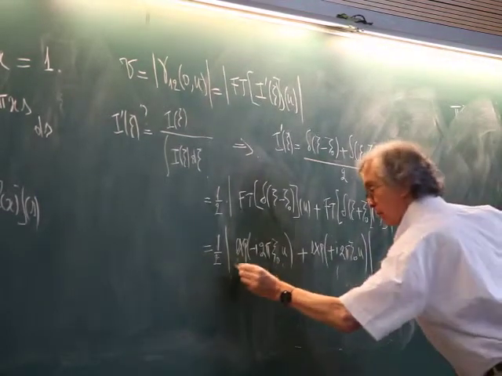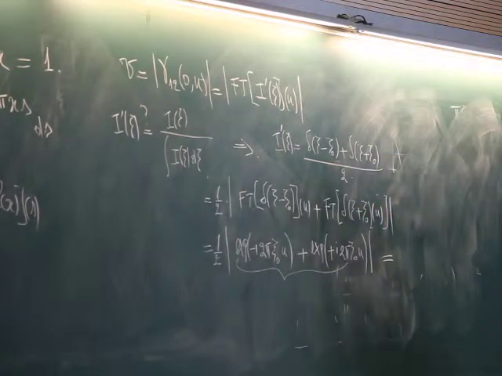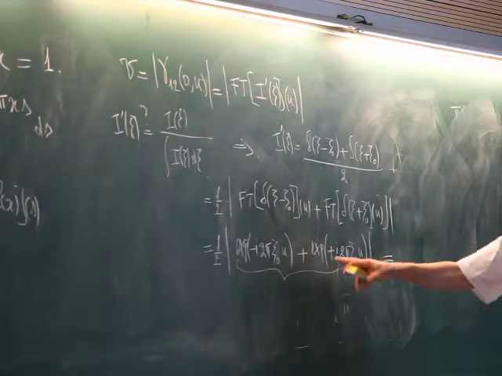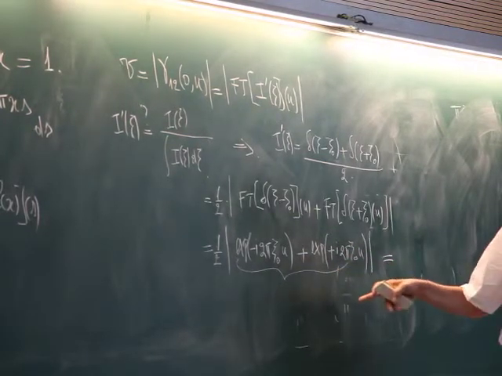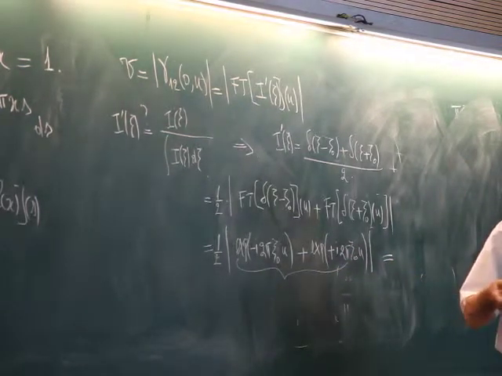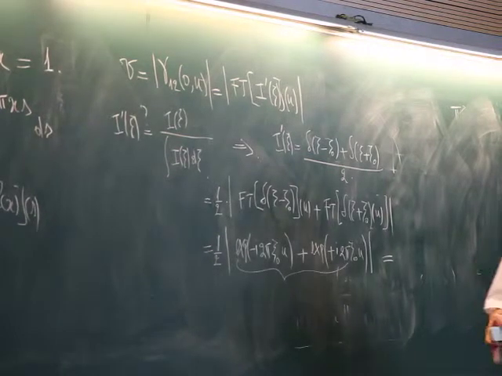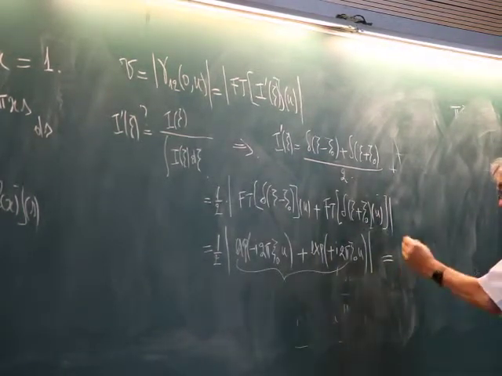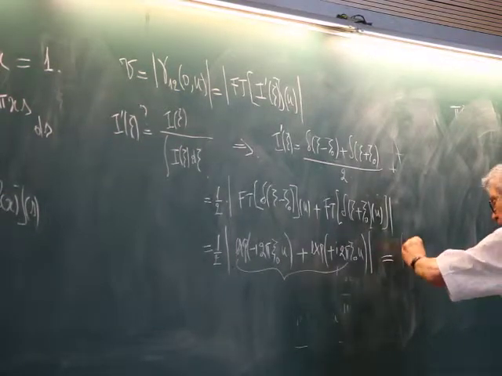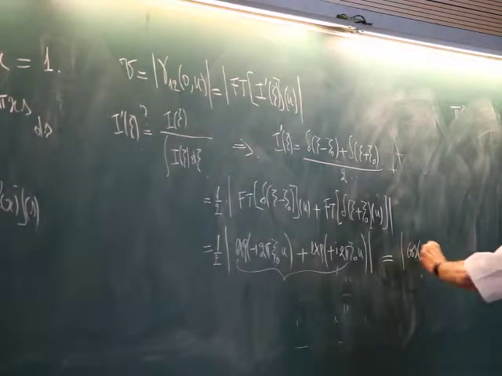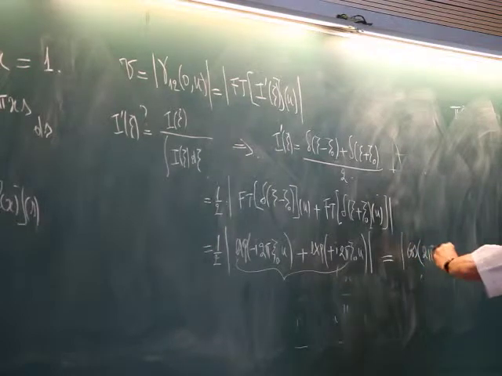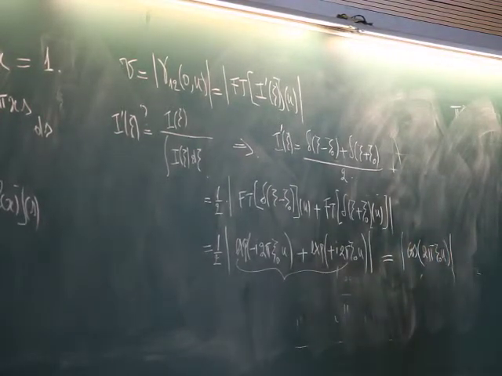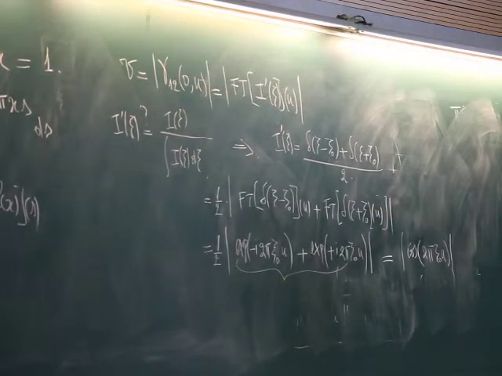Now, this is easy to solve, yeah? Because it's cos minus i sine plus cos plus i sine. So the imaginary contribution disappears, and what remains is 2 times, but divided by 2, so it will be 1. So it will be the module of the cosine of 2 pi zeta 0 times u. Like that. You agree?